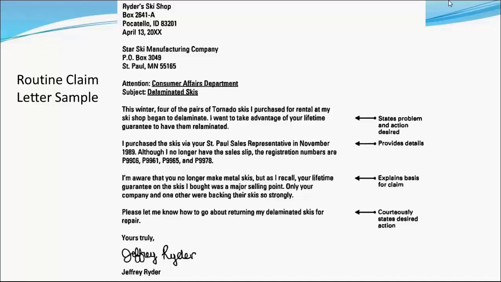So there is no dear, he doesn't know who he is writing to. No dear, no sir, no madam. Attention, Consumer Affairs Department, subject, and then he discusses introduction, discussion, conclusion, and what does he want, signature, and so on. This is found online, of course. You can check it later.